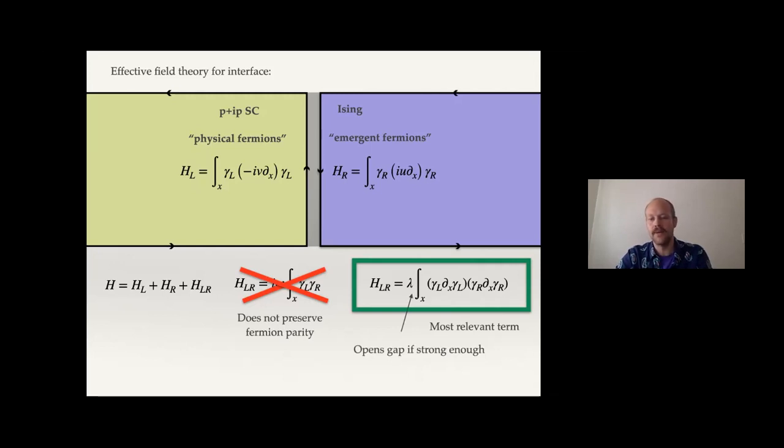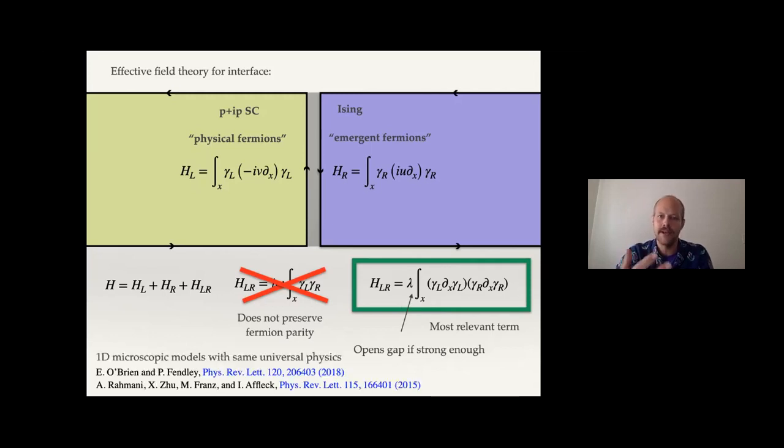Now, what one can show is at the mean field level, if lambda is large enough, that a gap will open. But I would like to give several other arguments that also convince us that this interface can be gapped. The first set come from these microscopic models, which realize the same universal physics. So one is by O'Brien and Fenley, and the other by Ramani et al.